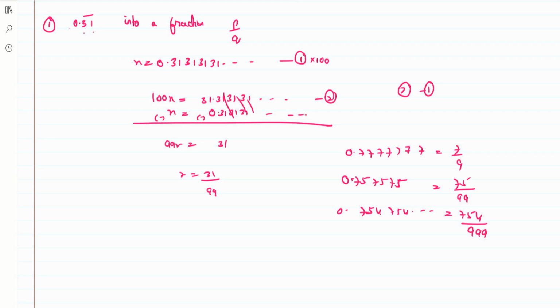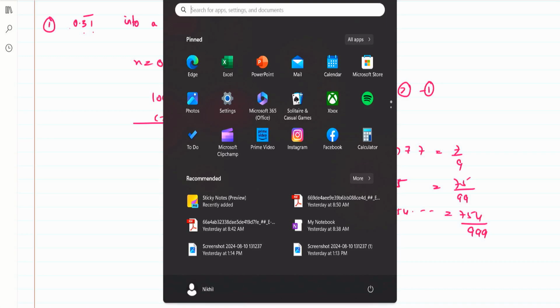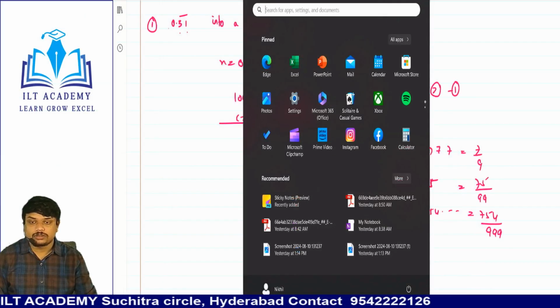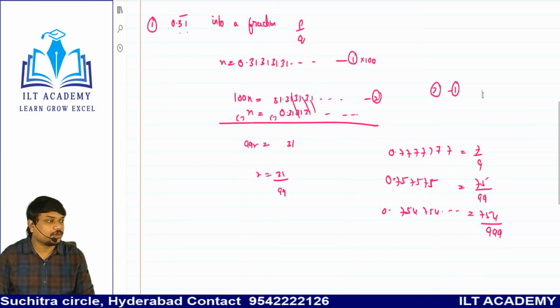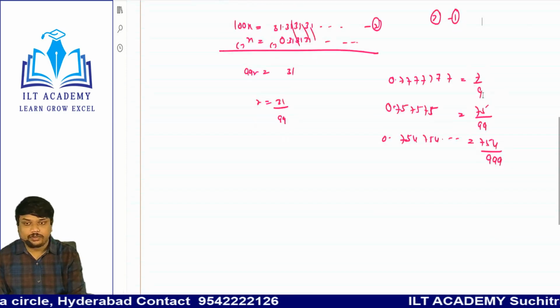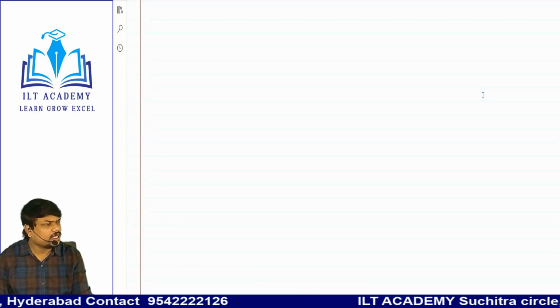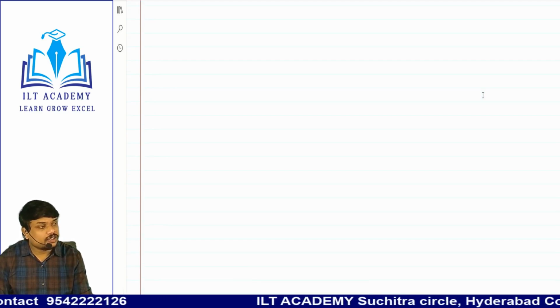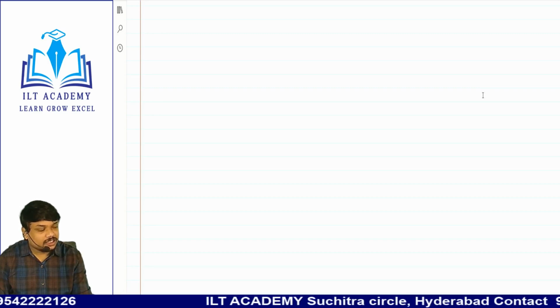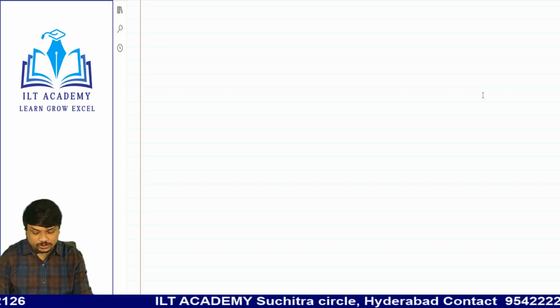Got it? Any doubts? Then we need to do, if there are 4 digits, then 9999 comes, like 7155. I'll tell you.